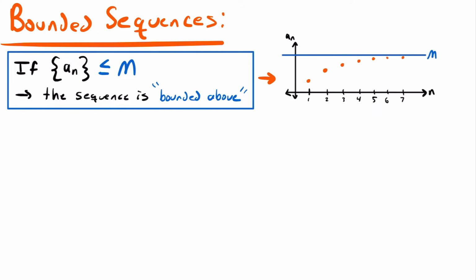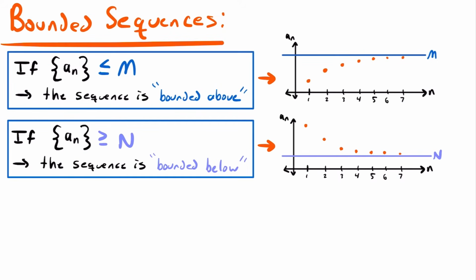Visually that looks like this. The terms of our sequence are represented with these red dots, and they are bounded above by that value of m. What that means is that the terms of the sequence will never reach above that value. They are all beneath or equal to that value of m. So if you know that the terms of a sequence are not going to be greater than some value m, then you would say that the sequence is bounded above by that value m.